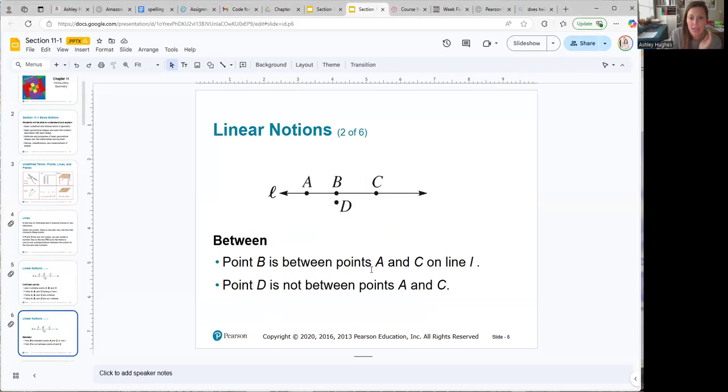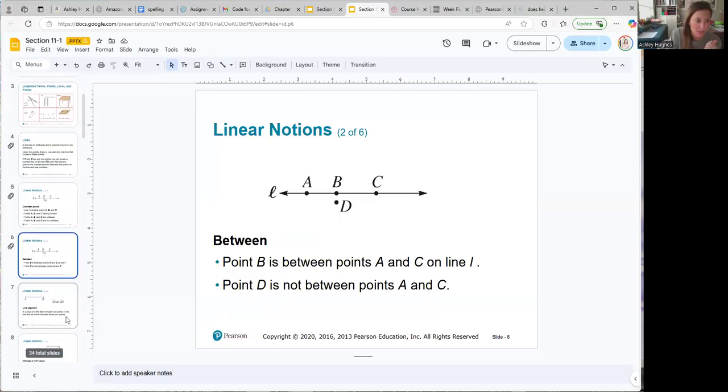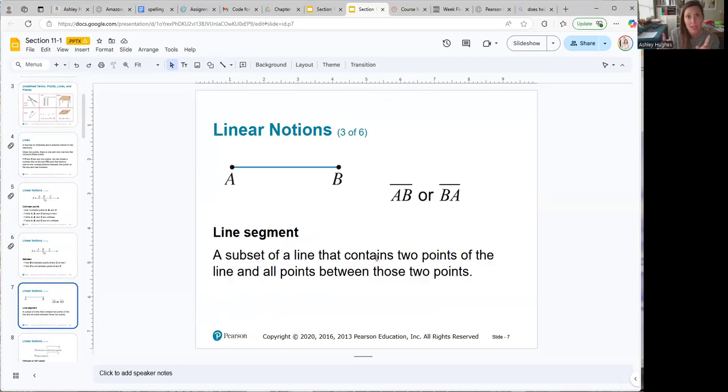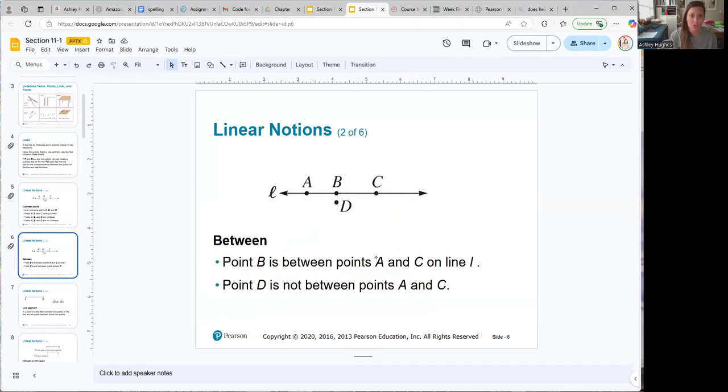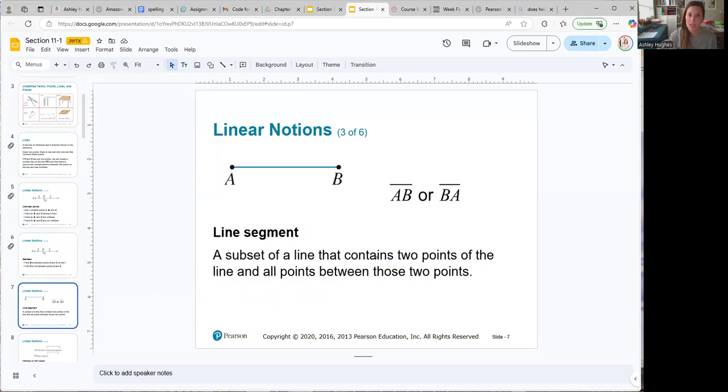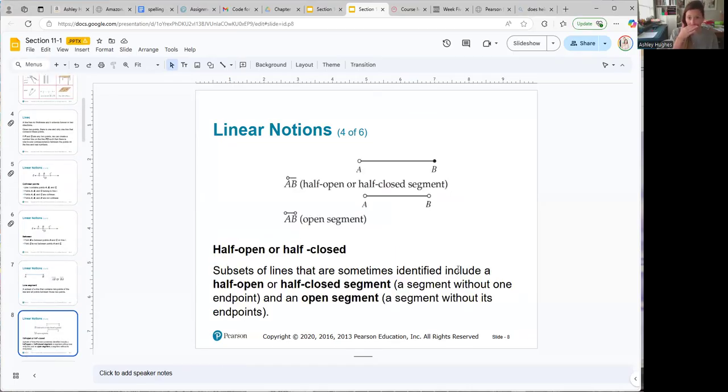Point B is between points A and C. Point D is not in between, okay? A line segment is just a segment, a part, a piece of the line. So if you notice, what's the difference between these two? This one has arrows, this one does not, so this is a line segment. And you can label it from left to right or right to left. That is how you label a line segment. Notice here that we have open circles and closed circles. If that happens, subsets of lines are sometimes identified with a half open or half closed segment. So it's just a segment without an endpoint.